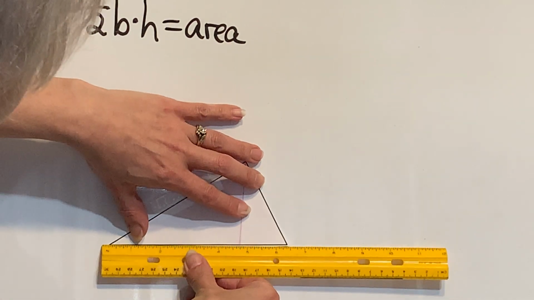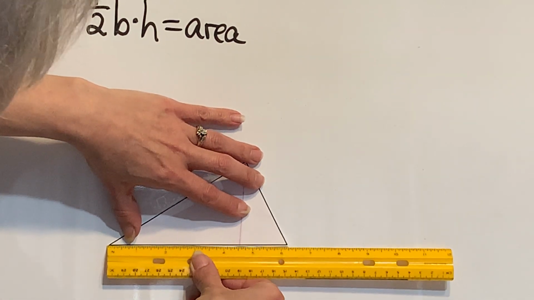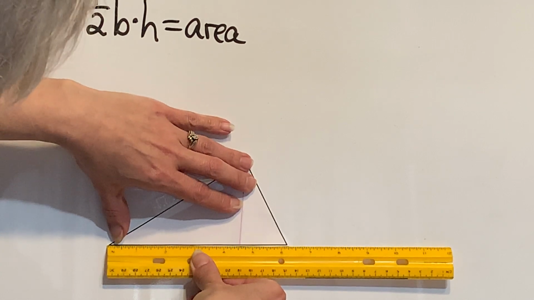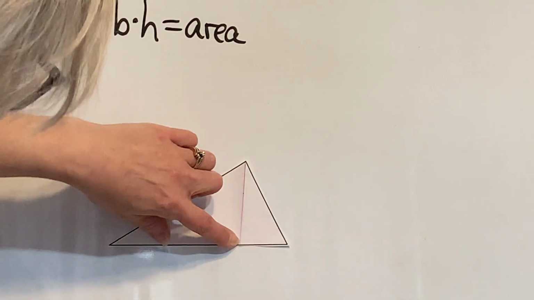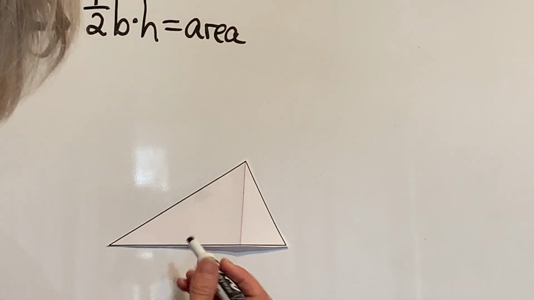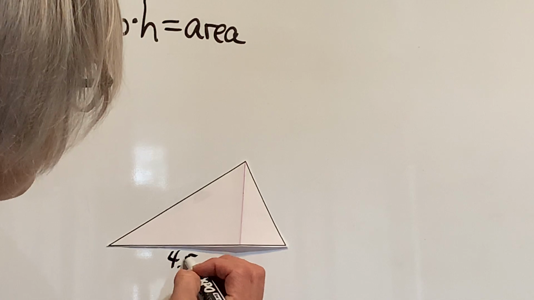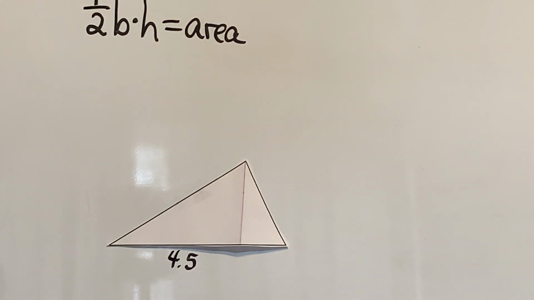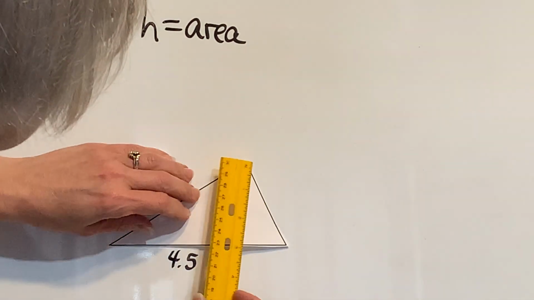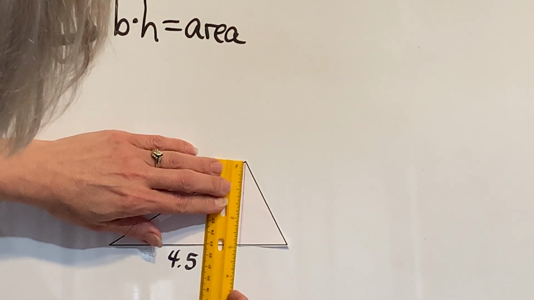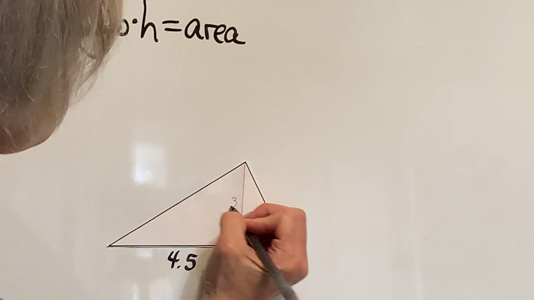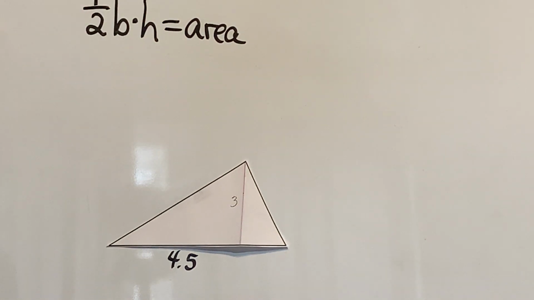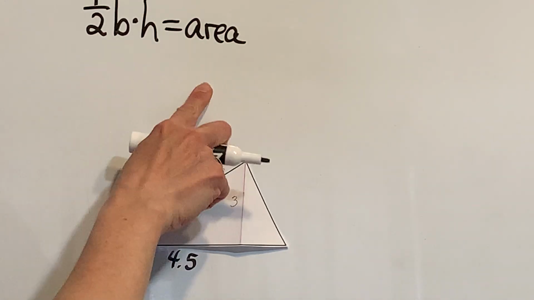I notice that the base is 4.5. My base right here is 4.5. All right, so now I have to measure the height or the altitude, and that is 3. So now what I need to do is I need to plug those numbers in to the formula.